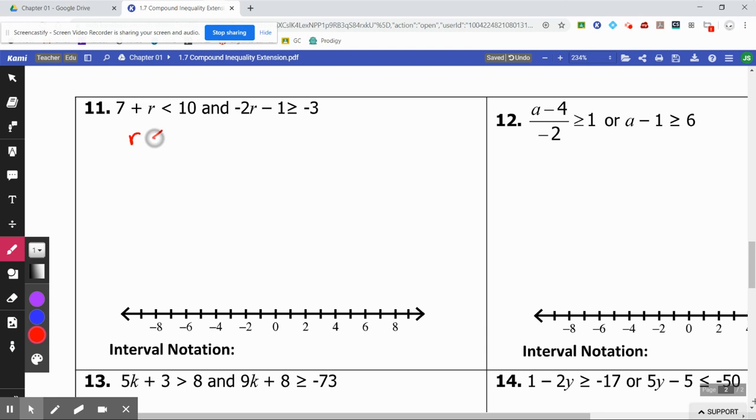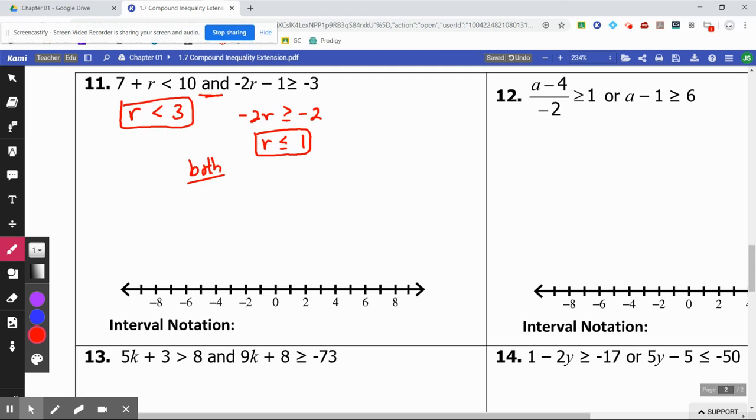Subtract 7 to isolate r on number 11. So you get r is less than 3. And move the 1 over, it gives you -2r is greater than or equal to -2. Divide by -2, make sure you flip your symbol over. So r must be smaller than 3, and it's also got to be less than or equal to 1. So which values are both? We're looking for overlap. We're looking for the numbers that are smaller than 3. Let's find 3. So the numbers that are smaller than 3, but they also have to be smaller or equal to 1.